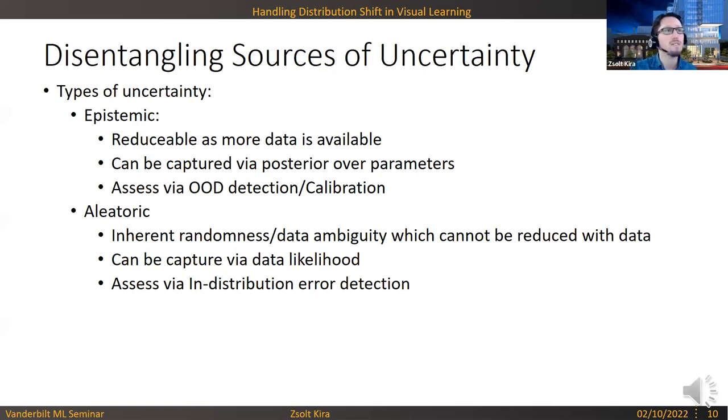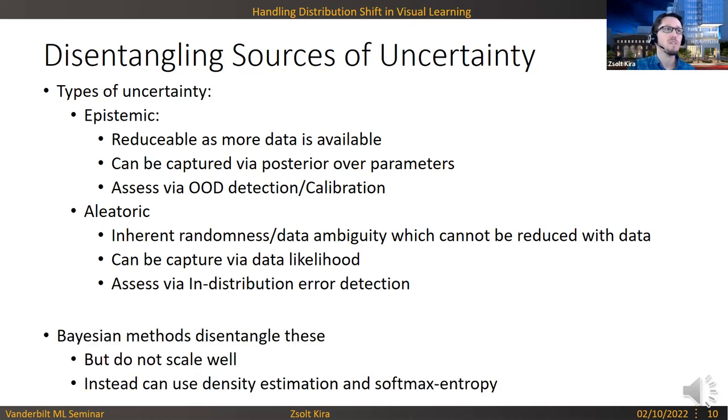You could also have what's called aleatoric uncertainty, which is just inherent randomness in the environment. You can't really reduce this, it's just stochasticity that exists in the environment, but you can capture it via things like data likelihood, and assess it via in distribution error detection. So you have these two perspectives, and a lot of works have looked at, for example, using Bayesian neural networks to disentangle these types of uncertainty.